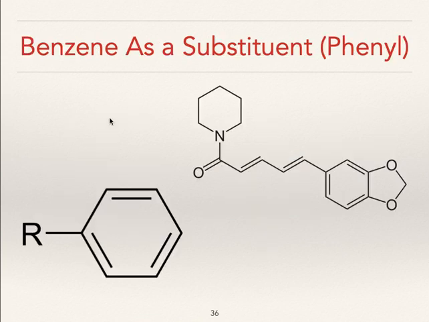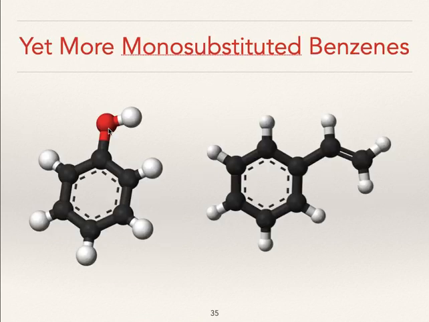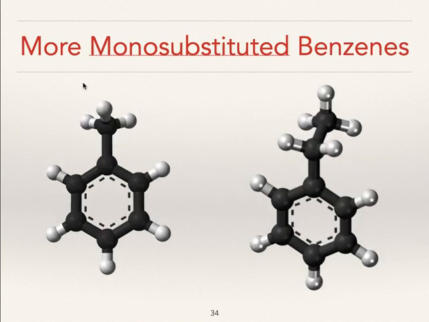Benzene can be used as a substituent. In other words, in this molecule, the hydroxide ion is what is being substituted for hydrogen. The hydroxide ion is the substituent. In this molecule, the methyl group is substituted for hydrogen. The methyl group is the substituent. In this molecule, the ethyl group is substituted for hydrogen. The ethyl is the substituent. So the substituent is the piece that is being substituted. The substituent is the piece that's being added to the molecule.